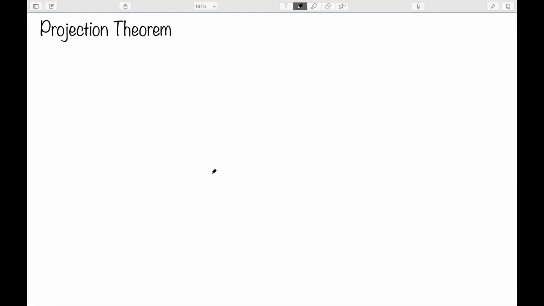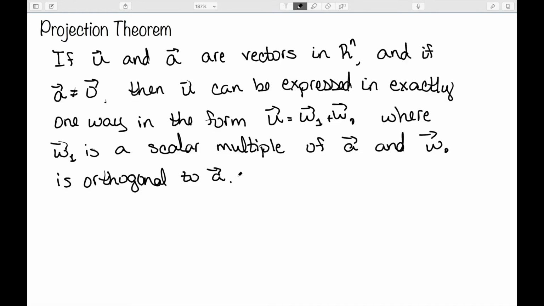So we can expand this idea to what's known as the projection theorem. The projection theorem says that if U and A are vectors in Rn with A not equal to the zero vector, then U can be expressed in exactly one way of the form U equal to W1 plus W2, where W1 is a scalar multiple of A and W2 is orthogonal to A. So let's look at how we can actually go about doing this.